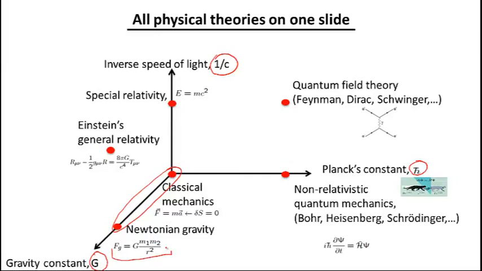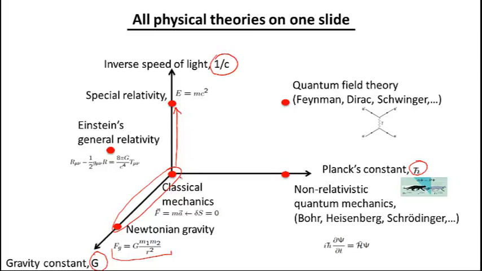Now, moving up the vertical axis to a finite speed of light brings us to a theory which takes into account this finite speed with which interactions propagate, and this is the celebrated special relativity theory of Einstein. Combining it with gravity results in general relativity, another very famous geometric theory of Einstein.